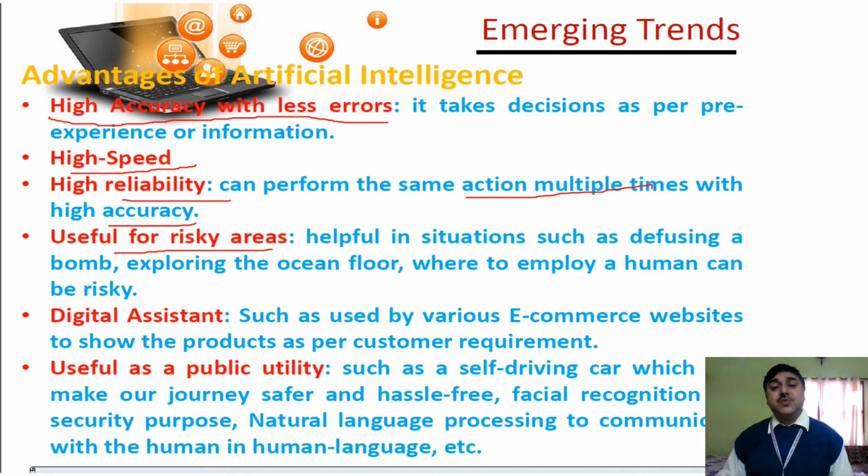Risk areas mean areas like under the ocean, a bomb-diffused area, or where a different pattern of lightning is going on, or heavy showers, isn't it? In those areas also the machine can be used in a smooth and perfect way, and can give a result in a very perfect way.